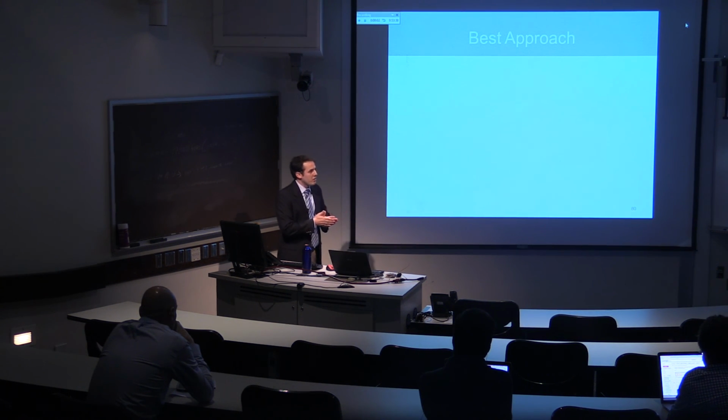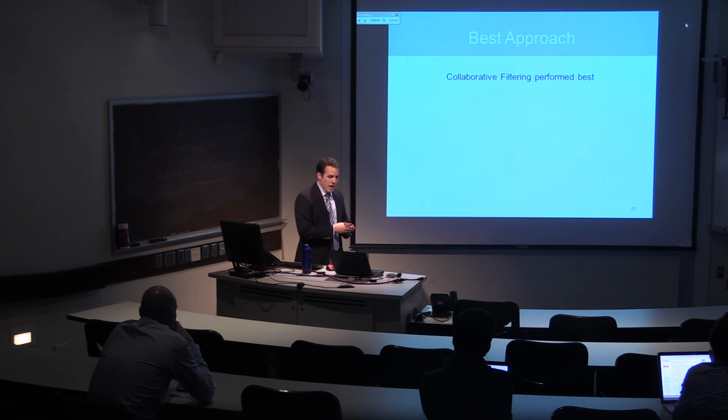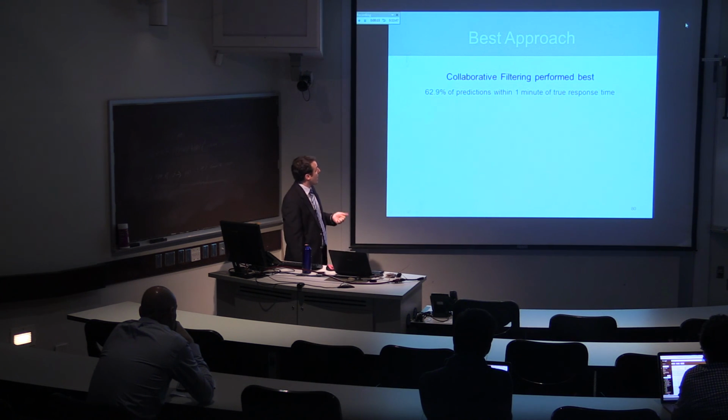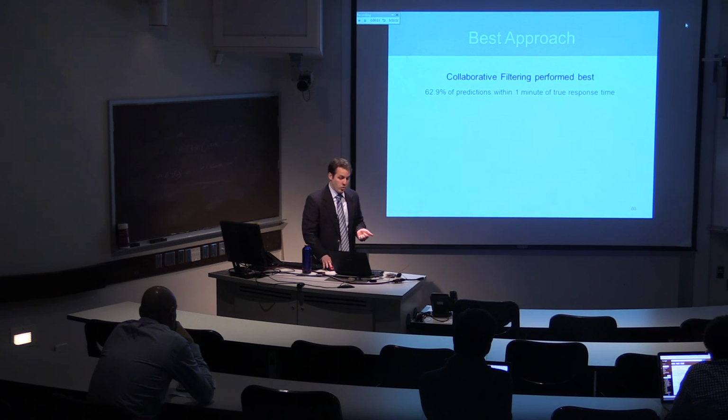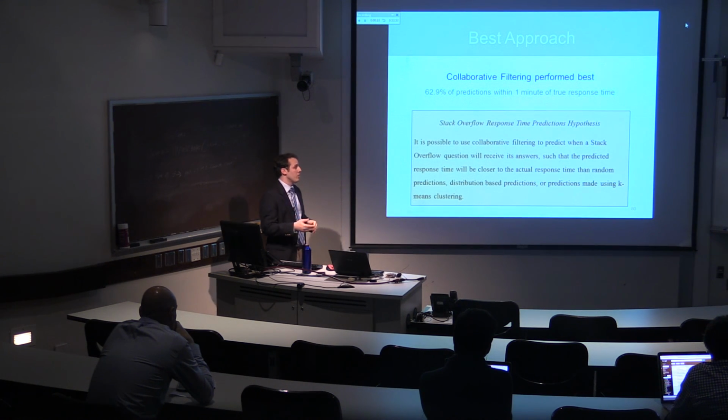Because I know it's a little bit long on time, I'll just go into the best approach right now. Collaborative filtering performed best, where 62.9% of predictions were within 1 minute of the true response time, which is excellent. So this gave us our final subthesis we'll be discussing today. It's possible to use collaborative filtering to predict when a Stack Overflow question will receive its answers, such that the predicted response time will be closer to the actual response time than random predictions, distribution-based predictions, or predictions made using k-means clustering.